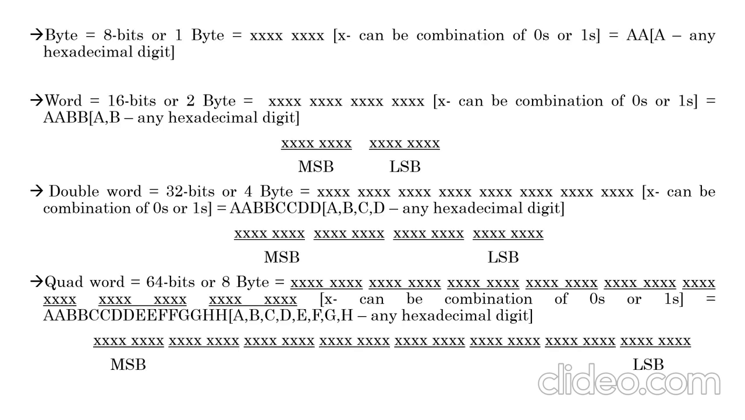A quad word is nothing but a 64-bit quantity. In terms of bytes, it consists of 8 bytes, whereas in terms of hexadecimal digits, it requires 16 hexadecimal digits to represent a 64-bit quantity.